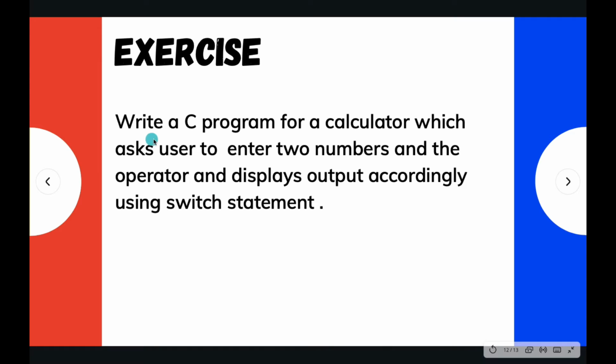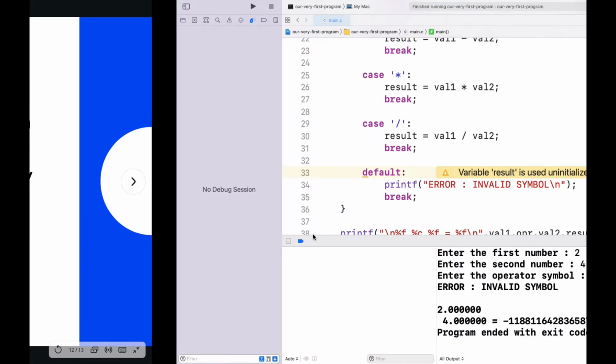The question says, write a C program for a calculator which asks the user to enter two numbers and the operator and displays the output accordingly using a switch statement. So we need to use a switch statement in a C program, and we are going to make a basic arithmetic calculator: addition, multiplication, division, and subtraction, I guess. It asks for two numbers and the operator symbol itself, and then it is going to display the result accordingly.